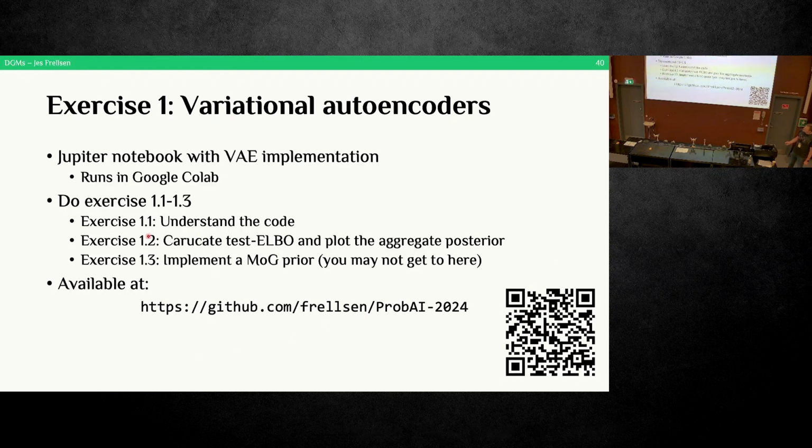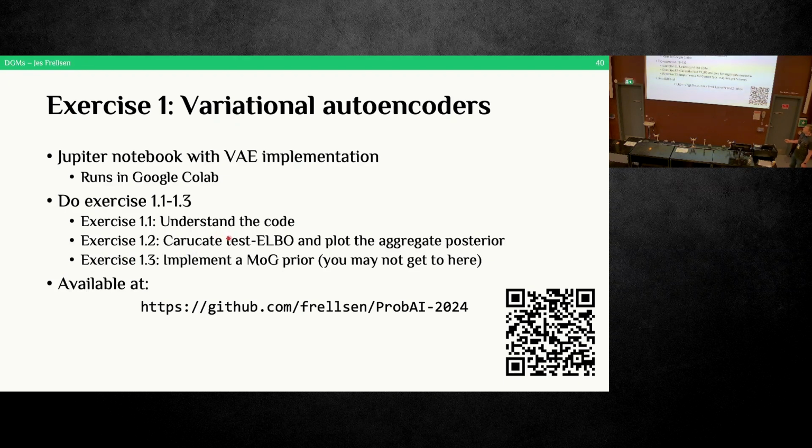The idea is that there are 3 exercises in there. The first one is just about understanding the code. So you looked at a Pyro implementation of a VAE yesterday. This is a pure PyTorch implementation using torch distributions. The idea is the first exercise is understanding the code. Oh, there's a spelling error here.